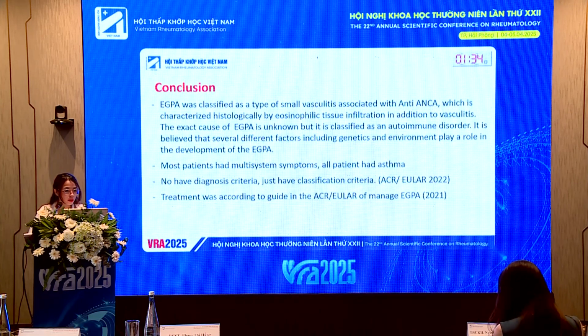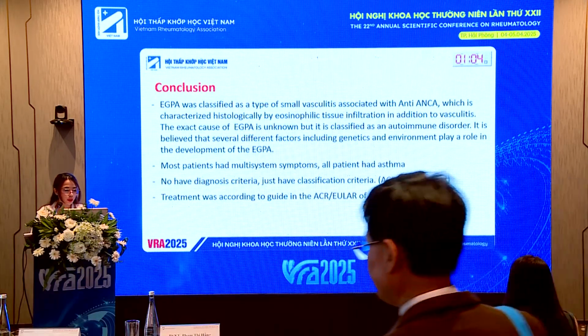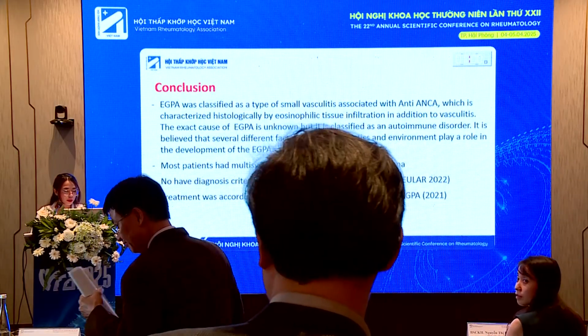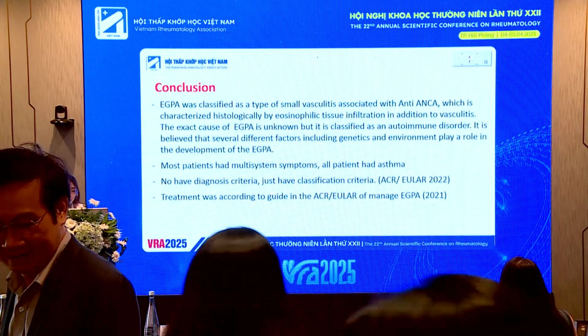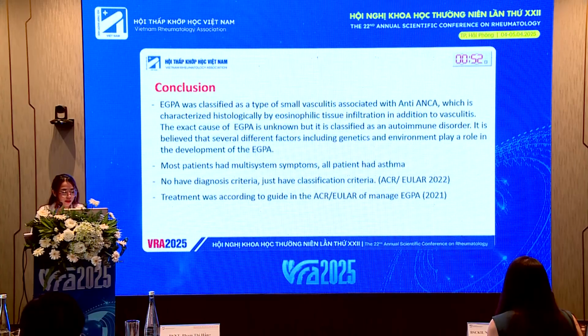And in conclusion, EGPA is classified as a type of small vessel vasculitis associated with ANCA, which is characterized histologically by eosinophilic tissue infiltration in addition to vasculitis. The exact cause of EGPA is unknown, but it is classified as an autoimmune disorder. It is believed that several different factors, including genetics and environment, play a role in the development of EGPA. Most patients have multi-system involvement, and almost all patients have asthma, and there are no diagnostic criteria, just classification criteria of ACR and EULAR 2022. Treatment was according to the ACR and EULAR guideline for management of EGPA 2021.